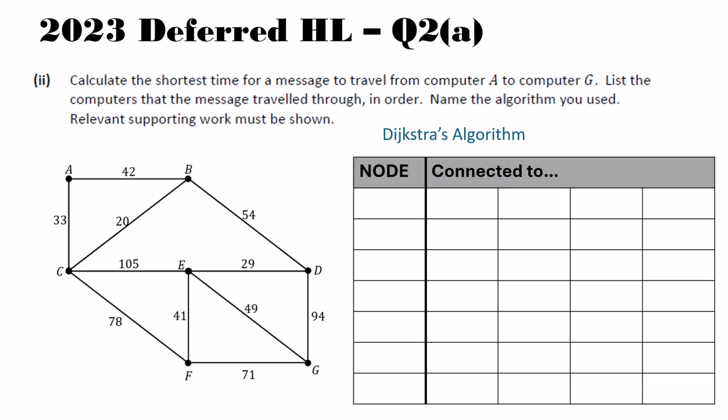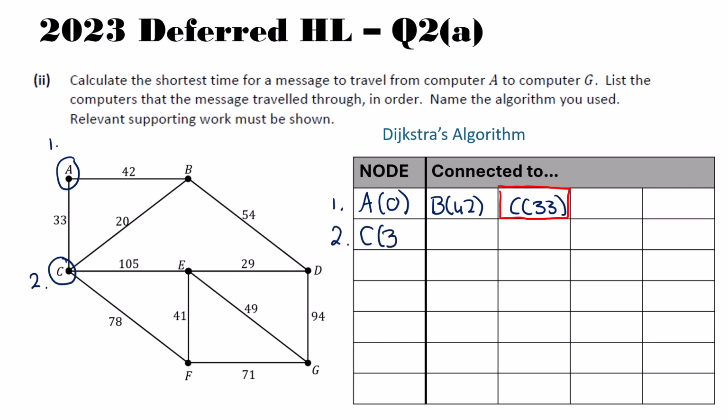So we're going from A to G, so let's lock in A as 0. A is connected to 2 nodes, B which is 42 and C which is 33, and C then becomes our next node that we're locking in. So there's our node 1, C becomes our node 2.